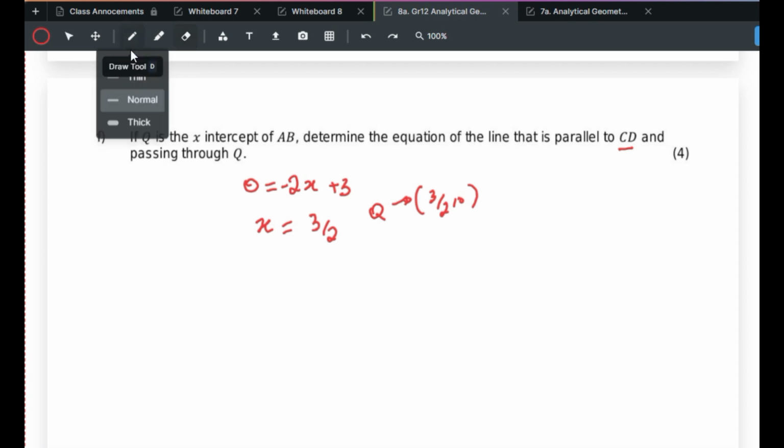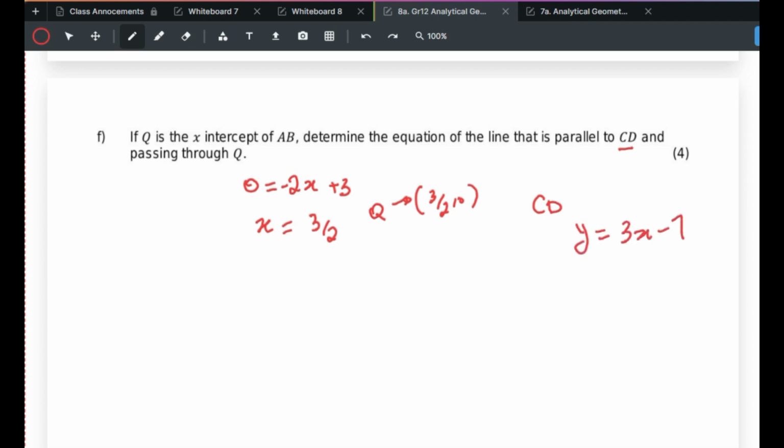Okay, so we have CD, that's y equals 3x minus 7. That's it. Now, we know that the line we want is parallel to this. And normally when two lines are parallel, the gradient is the same. Good, absolutely. The gradients are the same, so we just need the 3 from here.